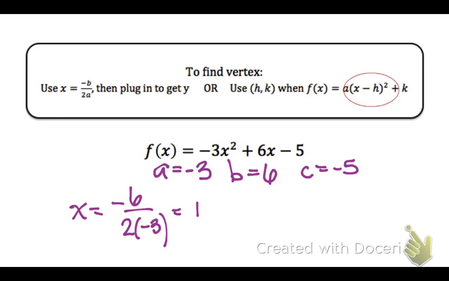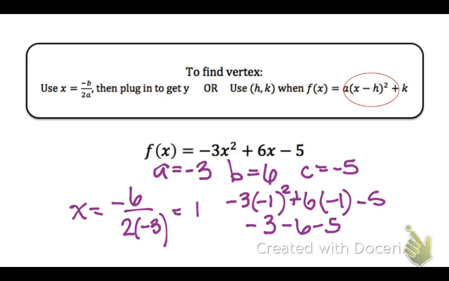And then we can take that and plug that back into the function rule in place of all of the x values so that we can find the corresponding y value, or the peak or the valley for this quadratic. So this would be -3 minus 6 minus 5, which means that that is going to have the vertex of (1, -14), once we've taken and found all of those calculations.